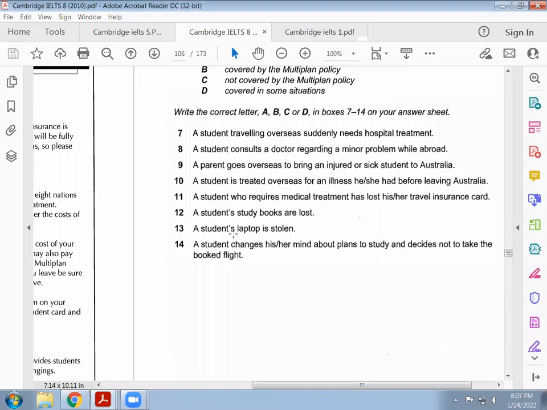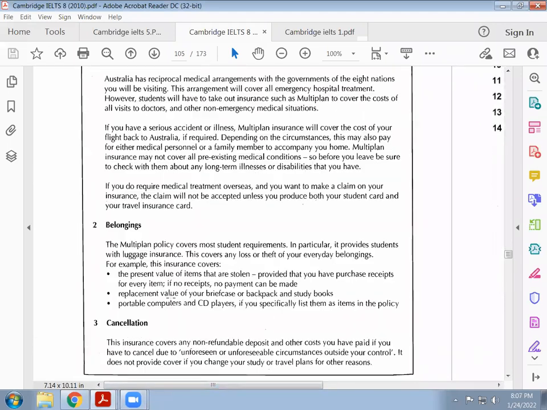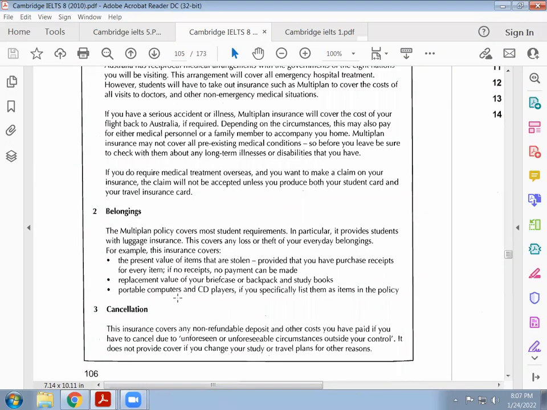Our question number 13 is a student's laptop is stolen. So who will cover? I'm just searching my keyword, laptop. So I see portable computers. So this is what? Laptop. And CD players. Let me see who will cover. So I'm searching government, multi-plan, etc. So the multi-plan policy covers most of the student requirements. This will cover all these things. So portable computers and CD players are also included.